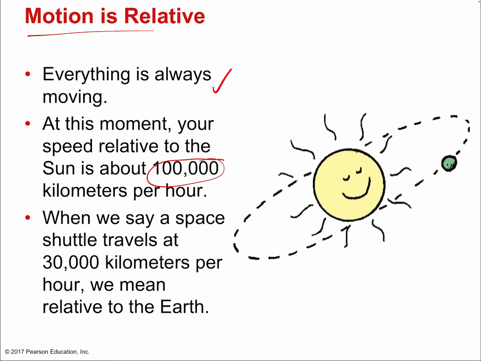The sun relative to the center of the galaxy is going 500,000 kilometers per hour. Incredible. So when we say a space shuttle travels at 30,000 kilometers per hour, that's relative to Earth. That's actually not relative to the sun. Those are really interesting numbers because they have some big consequences. If we're going that fast relative to the sun, then in order to shoot something into the sun, we'd have to bring it to rest, which means shooting something in the opposite direction of Earth's motion so it comes to rest and then falls straight towards the sun. But that means we have to shoot it at 100,000 kilometers per hour.